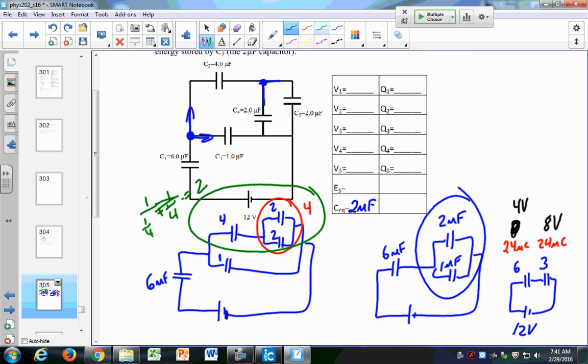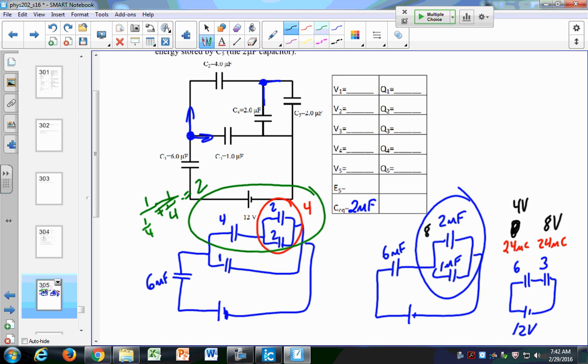Alright, so now that I have these voltages, what's the voltage across the 6 microfarad capacitor? This is going to be 4 volts. And then across the 2 microfarad capacitor, 8 volts. Because this capacitor is 8 volts. This capacitor is the equivalent of these two, which are in parallel. Capacitors in parallel have the same voltage, and they have the same voltage as their equivalent capacitors. So I have 8 volts here, I have 8 volts there, and there.